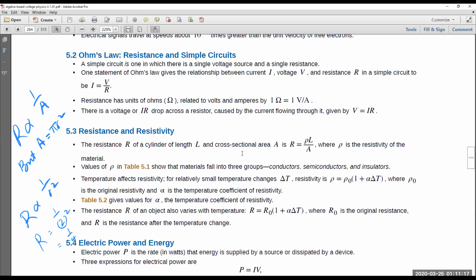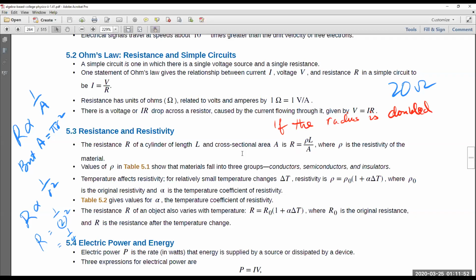Okay. If you quadruple the radius, then the new resistance will be 1 over 16 times the original resistance. So let's say a wire has a resistance of 20 ohms, and the problem says find the new resistance if the radius is doubled.